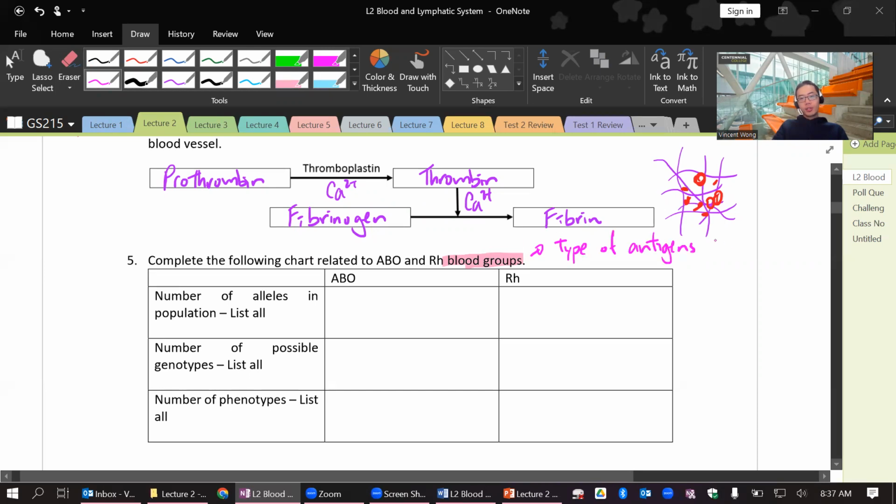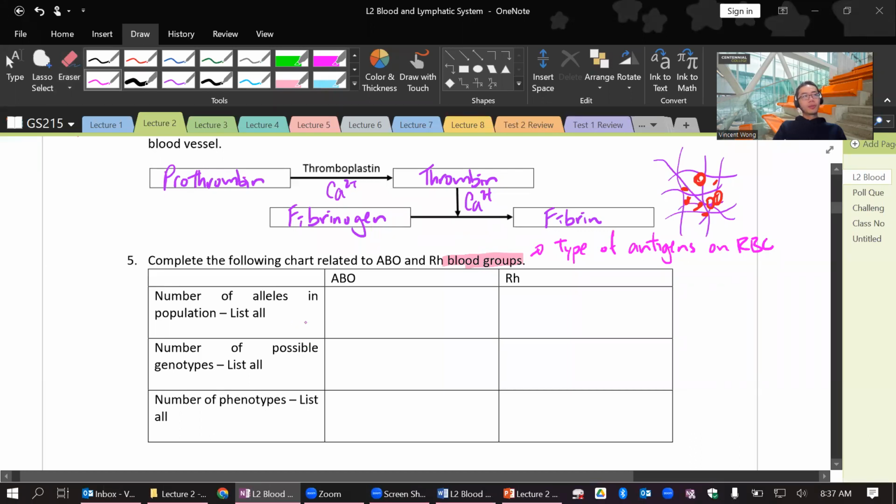Type of antigens on red blood cells. There are different blood groups, right? At least 40 different blood groups. The ones that we are focusing on are the ABO blood group and the Rh blood group. So tell me, how many alleles do we have for the ABO blood group? How many alleles exist in the ABO blood group?